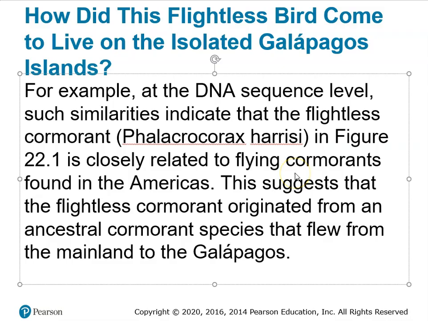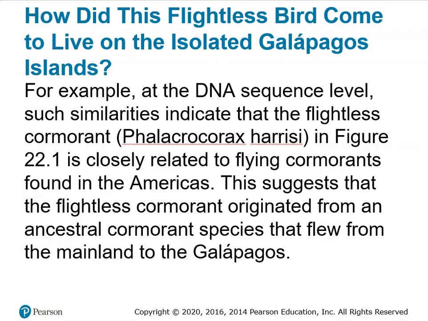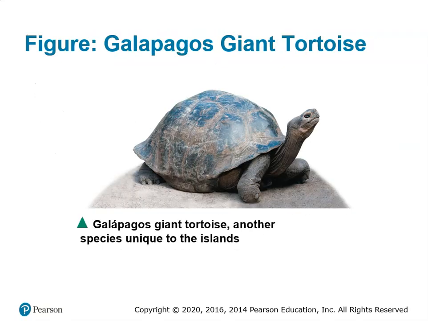Actually, I don't think it's cormorant. Okay, this suggests that the flightless bird originated from an ancestral cormorant species that flew from the mainland to the Galapagos. Even crazy things like giant tortoises are unique to the Galapagos Islands. How in the world did they get there, right?